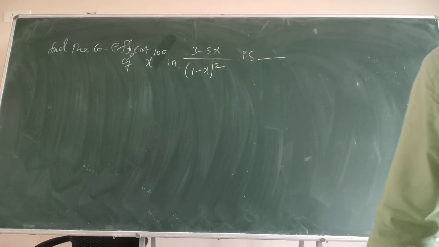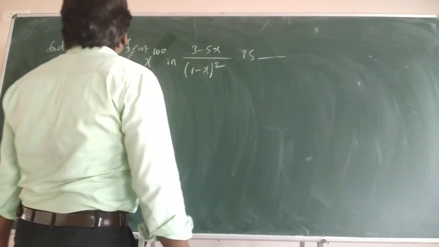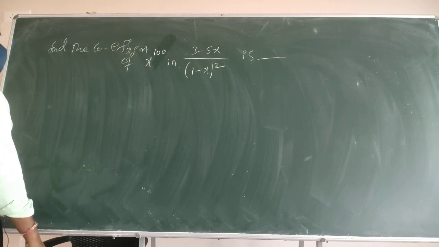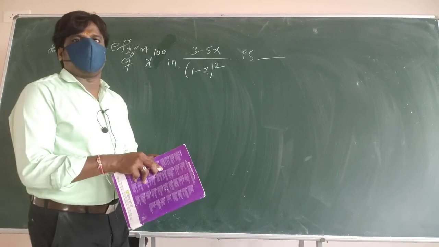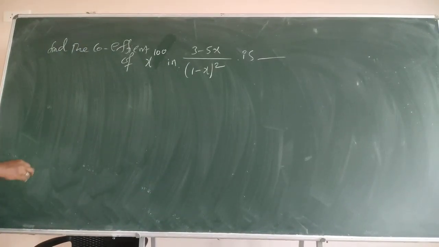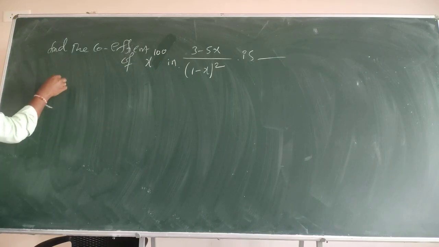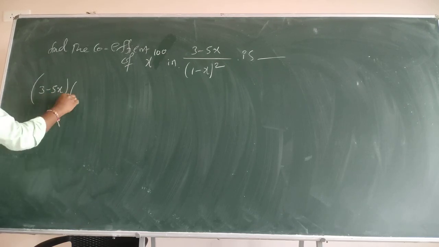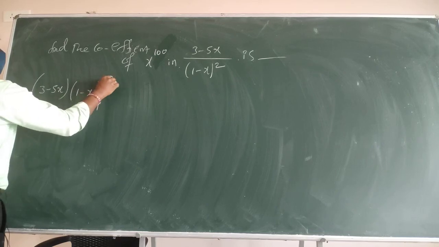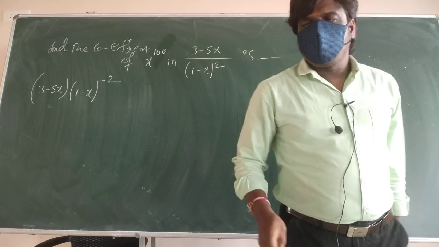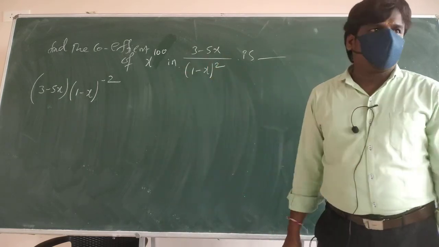Yeah. Next question is, find the coefficient of x power 100 in this. Okay, so how to find here? Listen here. I want to find x power 100. So what do I do here? I get (3 minus 5x) into (1 minus x) whole power minus 2. Correct? Understood? I want to find the coefficient of x power 100.